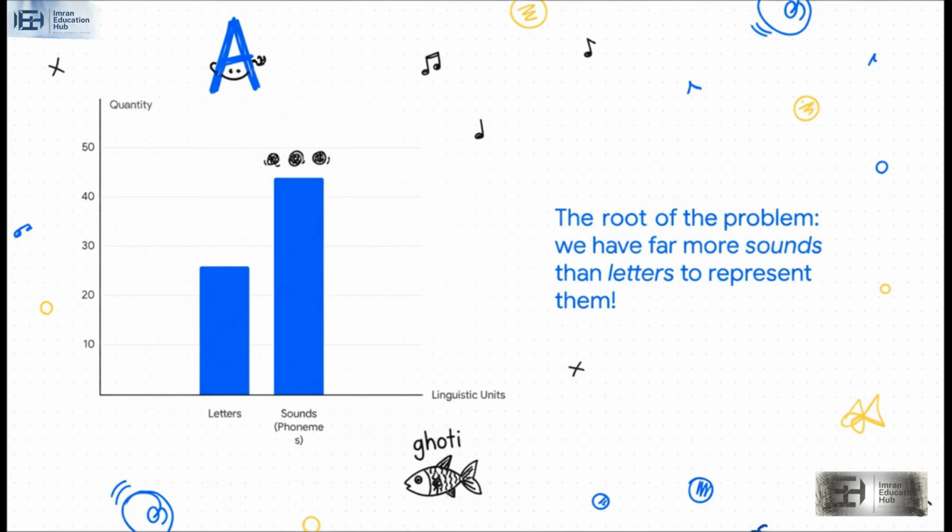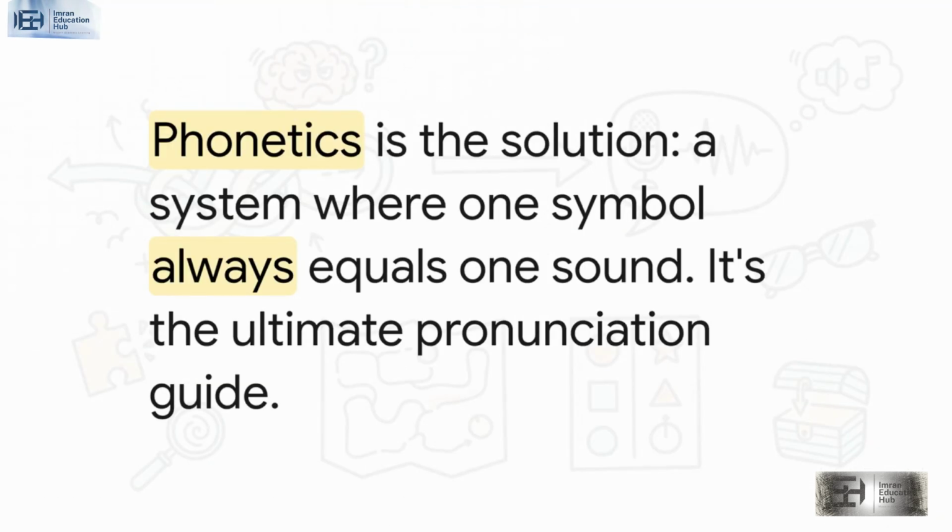We're trying to do a 44-sound job with a 26-letter toolkit. It's like not having enough tools for the job. There was just no way it was ever going to work perfectly. Luckily for us, linguists came up with a system to fix this whole mess. It's called phonetics, and it uses a special alphabet, the International Phonetic Alphabet, or IPA, where one symbol always equals one sound, no exceptions. It is the reliable one-to-one system that our standard spelling just fails to be. It's the ultimate cheat sheet for pronunciation.